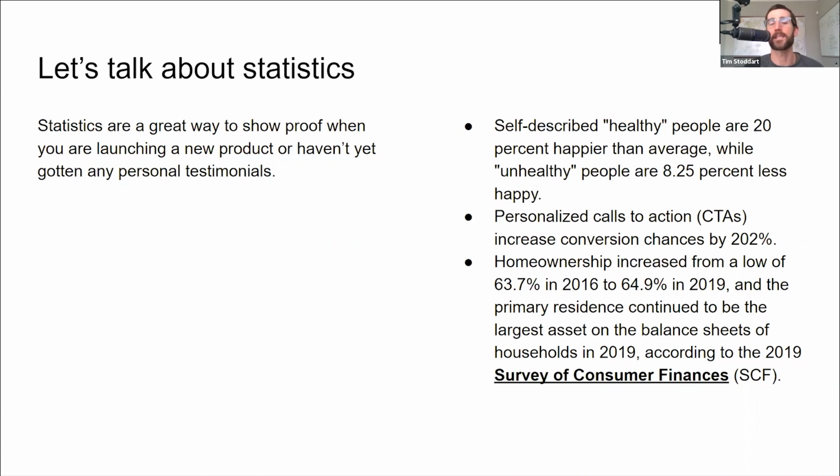All right, and last but not least, home ownership increased from a low of 63.7% in 2016 to 64.9% in 2019. And the primary residence continued to be the largest asset on a balance sheet of households in 2019, according to the 2019 survey of consumer finances.